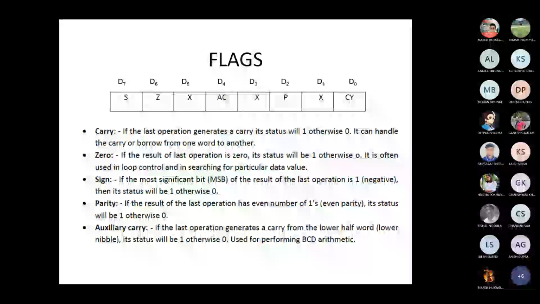This indicates that there is a carry out from the most significant bit. So if there is a carry out from D7 to D8, going outside the register, or a borrow in at D7, then the carry flag will be raised.